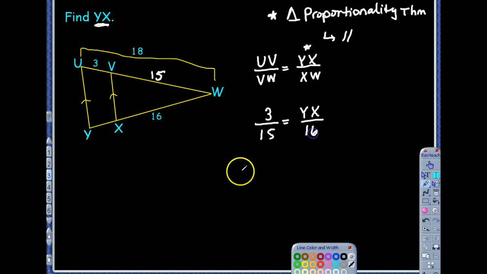Over 16. All right. So 15 YX is going to equal 48. And when we divide, we find that YX is 3.2.